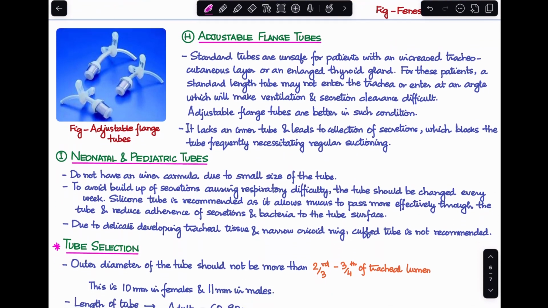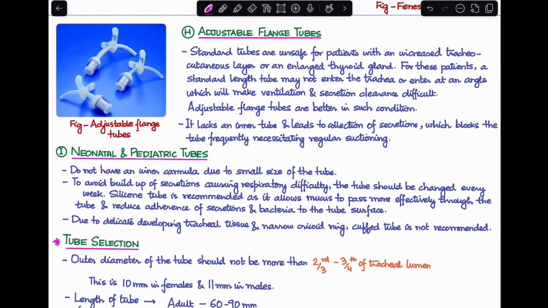Next are the adjustable flange tubes. What are adjustable flange tubes? The usual standard tubes have a specific length, right? In certain cases, these standard tubes are not safe for the patient. These could be cases where there is an increased tracheocutaneous distance, or if the patient has an enlarged thyroid gland. In these patients, the standard length of the tube may not be able to enter the trachea, or even if it does enter the trachea, it can enter at an angle that will make ventilation and secretion clearance very difficult. In these cases, we use an adjustable flange tube, and this is what it looks like.